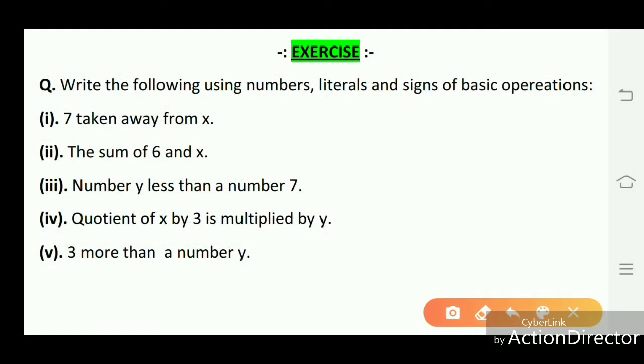Dear students, in this exercise I give some questions related to our discussion. So you will do all these questions in your homework.